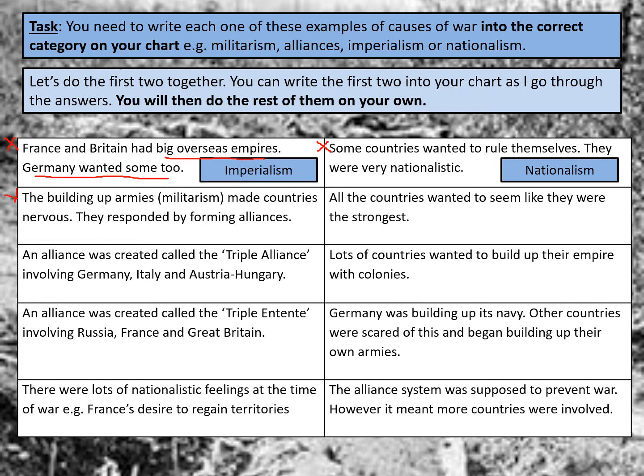Decide where that goes. Are you going to place it in the militarism box, the alliance box, the imperialism box, or the nationalism box? Off you go, guys. Have a think about this one on your own. Make sure you pause the slide so that all of this information stays put.